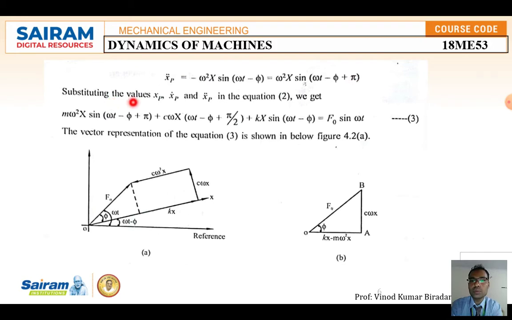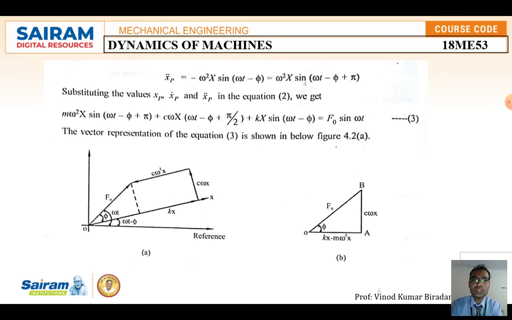Substitute all these values, that is x of p, x dot p and x double dot p, in the equation. So you are going to get this equation: m omega square X sin of omega t minus phi plus pi, plus c omega X sin of omega t minus phi plus pi by 2, plus k X sin of omega t minus phi, which is equal to the external force, that is F naught sin omega t. This gives equation number 3.